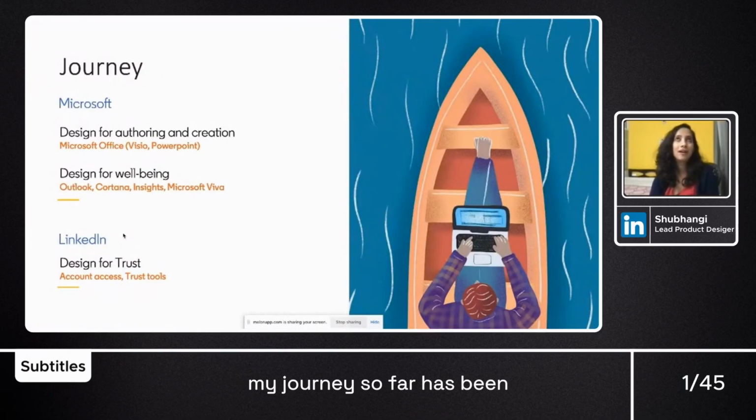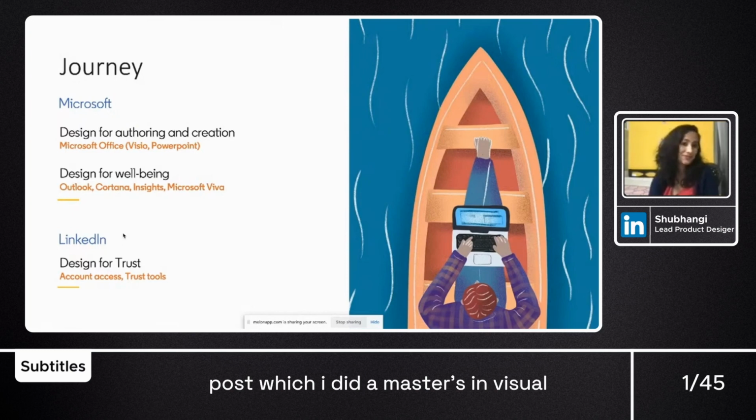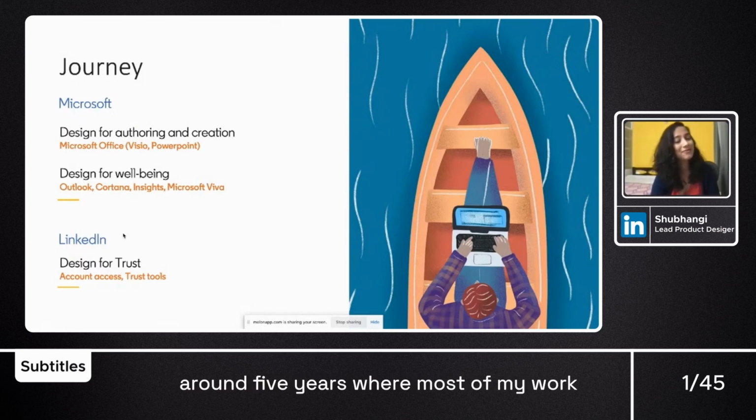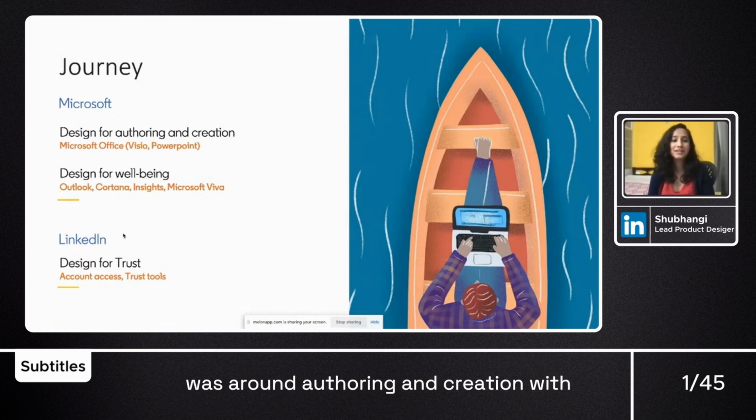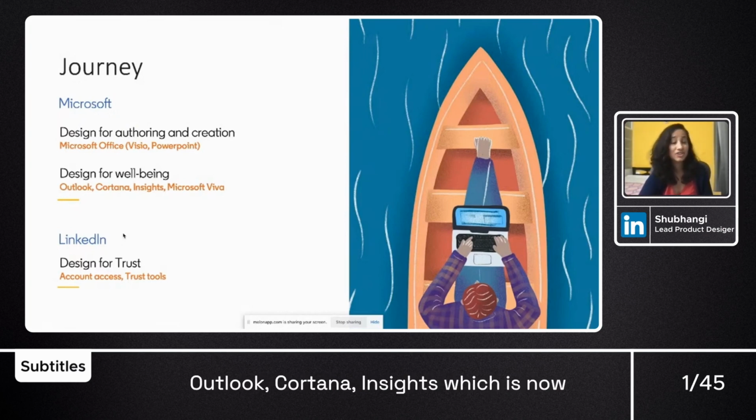My journey so far has been actually 6 years of engineering, a diploma, and a degree in computer science. Post which I did a master's in visual communication at IIT Bombay. Post that, I worked at Microsoft for around 5 years, where most of my work was around authoring and creation with Microsoft Office, Visio, and PowerPoint, and also design for well-being with Outlook, Cortana, Insights, which is now Microsoft Viva.